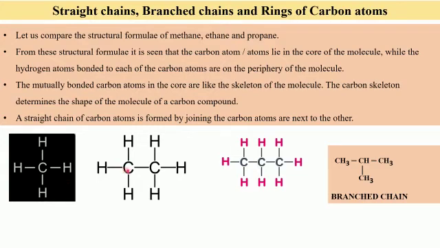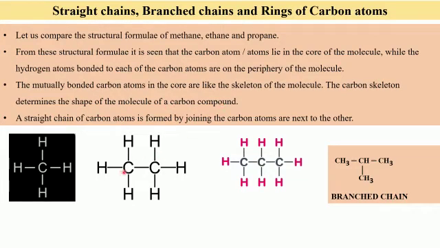Similarly, here also this carbon has 3 hydrogens that are attached. 3 hydrogens are attached to this carbon also. So they are present on the surroundings or the periphery, the outer part of the molecule. Here also we find the same thing. Carbon atoms are in the core and hydrogen are on the outer side. The mutually bonded carbon atoms in the core are like the skeleton of the molecule. The carbon skeleton determines the shape of the molecule of a carbon compound.